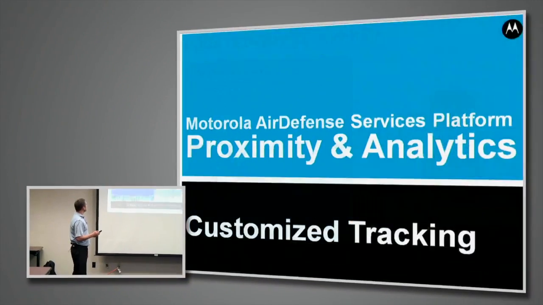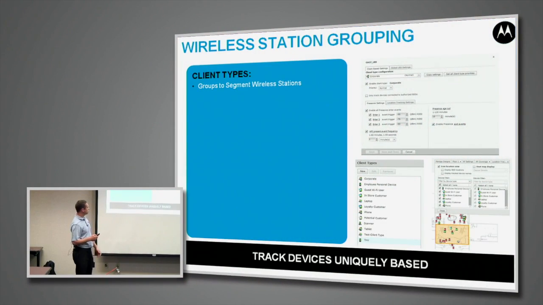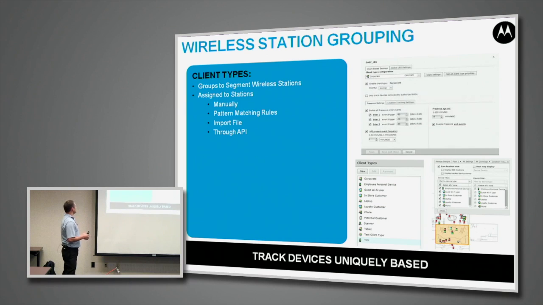Right. So let's see here. Customized tracking. I had talked about client types earlier. Client types are just groups of stations, and we assign those. There's several ways to assign them. You could do it manually, so you could just go in the UI and say, okay, I want to assign this client type to this device. Or we can use pattern matching rules.